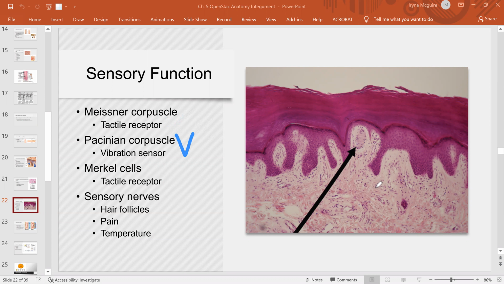Pacinian corpuscles are found deep in the dermis, somewhere right there, and those are for vibration. You also have Merkel cells. Remember, in the stratum basale, that's also for touch. And sensory nerves like that innervate hair follicles, and they bring information about pain and temperature.